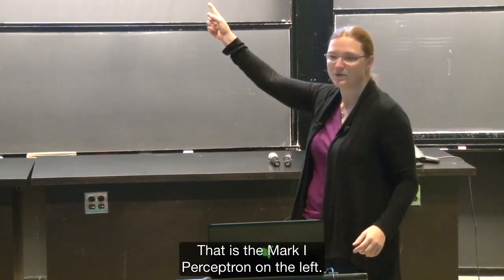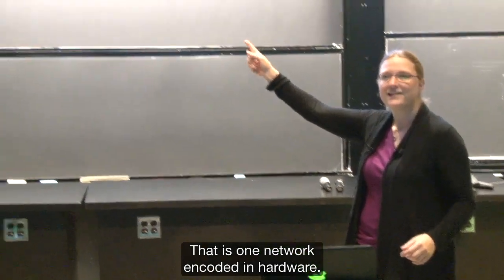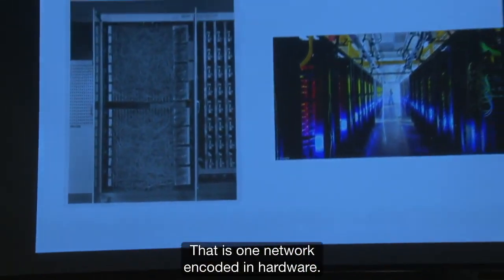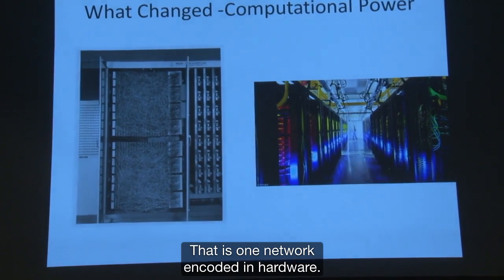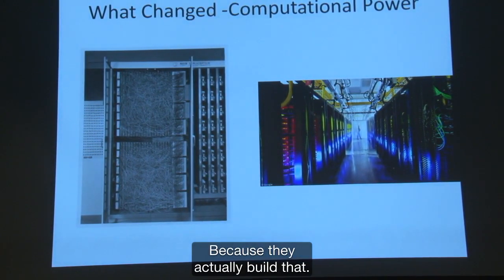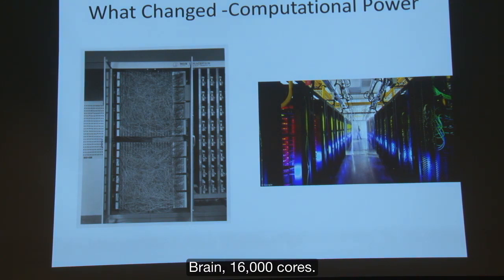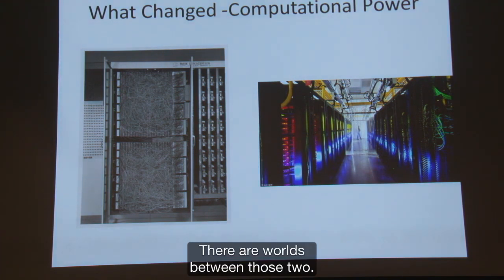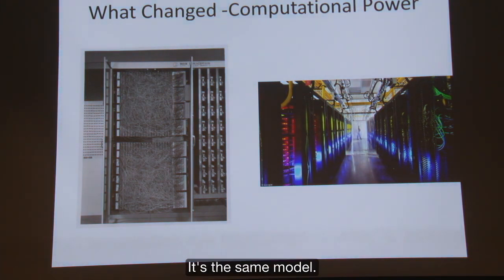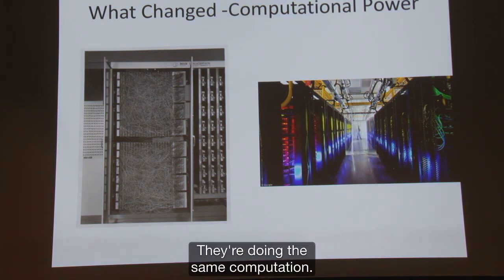That is the Mark I perceptron on the left. That is one network encoded in hardware, right? They actually built that. The wires in there are the single connections. On the right side is the cluster for the Google Brain, 16,000 cores. Right? There are worlds between those two. But it's the same model. It's really the same model. They're doing the same computation.